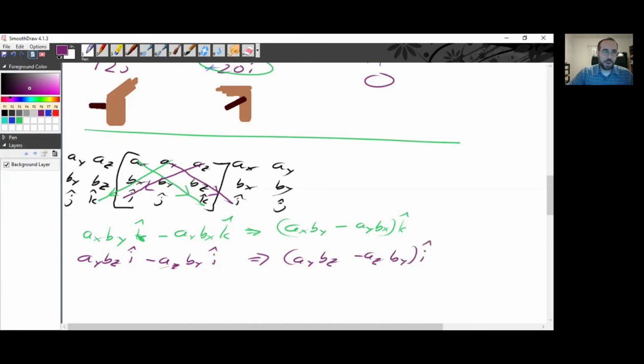And then the last one to worry about is this one here. So I end up with AZ BX j hat. And then I need to go this way, so I have minus AX BZ j hat. Minus because we're going the wrong way through our coordinate system. And that gives me AZ BX minus AX BZ j hat.